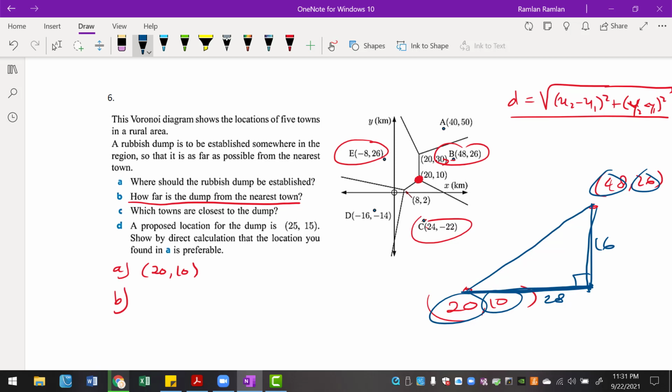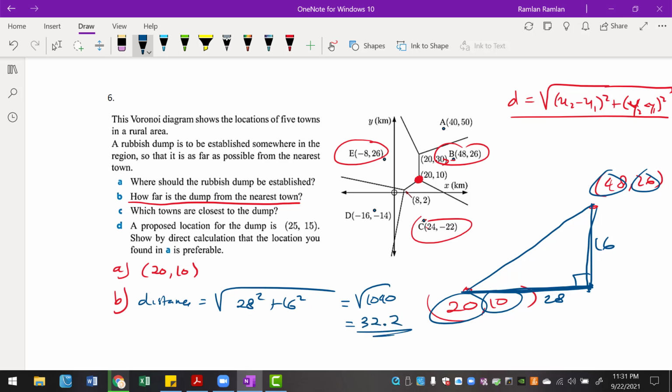So that's why we're using this formula. This formula actually comes from the Pythagoras formula. So we can use the calculation here. So the distance is going to be the square root of 28 squared plus 16 squared, and that will be the square root of 1040, which equals 32.2.